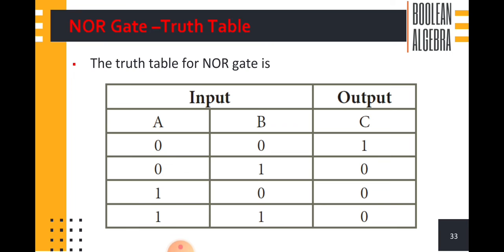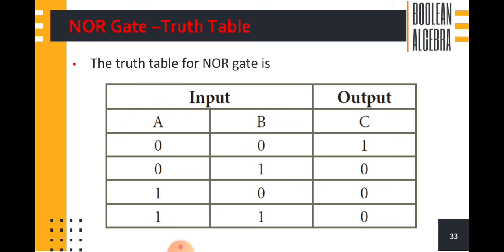When both the inputs are false, we get the output as true. Otherwise the output is false. So 0 0 means we get the output as true. For the remaining input combinations, it gives the output as false. 0 1 and 1 0 give the output 0. 1 1 also gives the output 0.